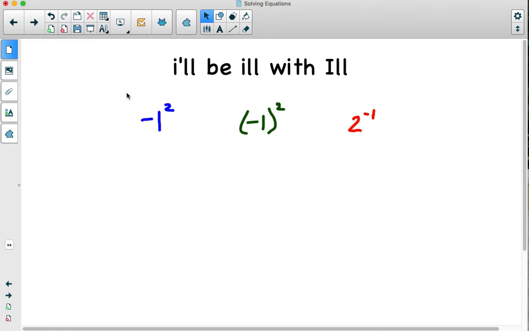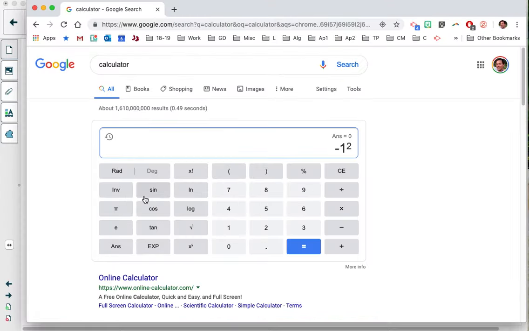Okay? It all comes down really to how a calculator or computer interprets these two problems. When you type in -1 squared to a calculator, like such, it's going to tell you that it equals -1. However, if you use the parentheses, it's going to tell you that it equals +1. Once again, this is just an issue of notation and the calculator interpreting two different problems.